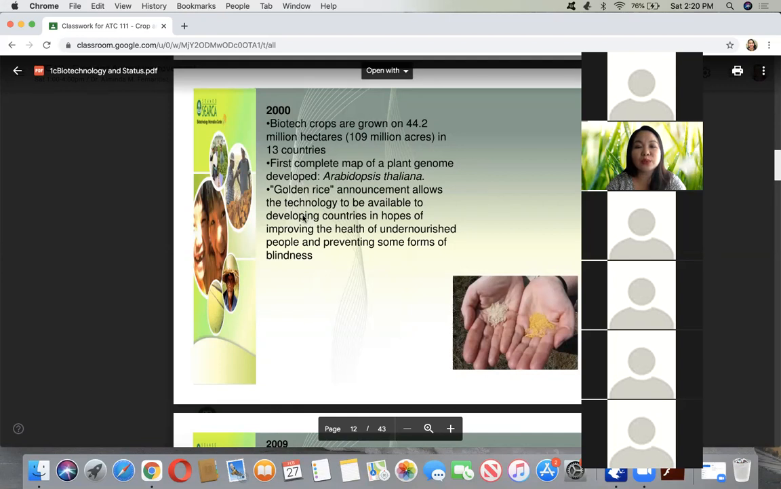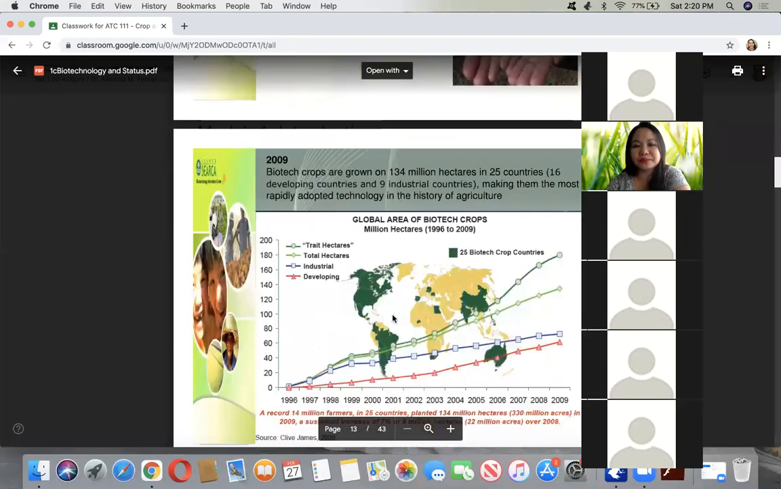This golden rice was started in the 1990s. This is believed to be available for developing countries to improve the health of undernourished people and also prevent blindness, no, from vitamin A deficiency. So ang white ginawang gold, more details of this will be discussed also.